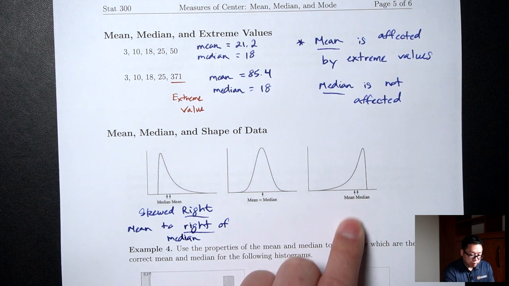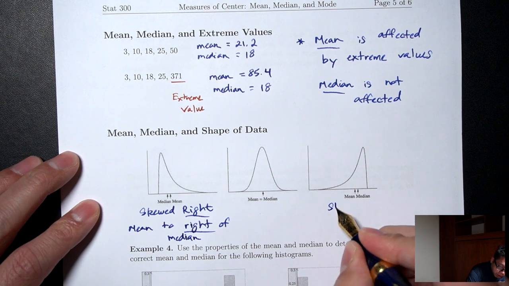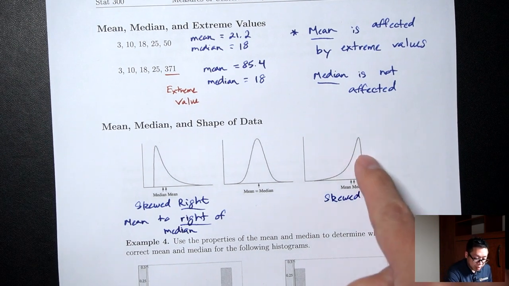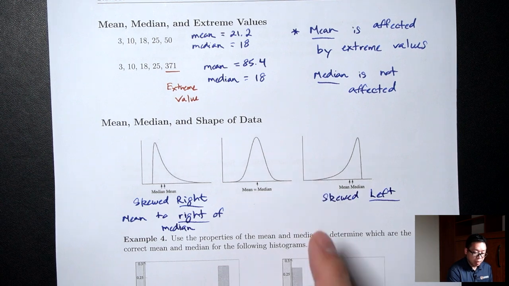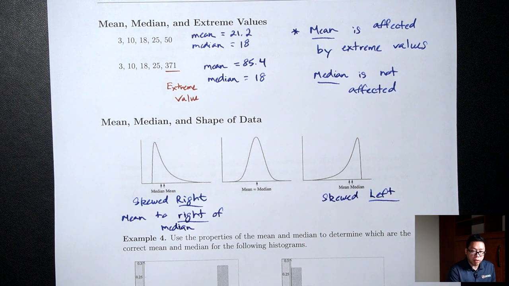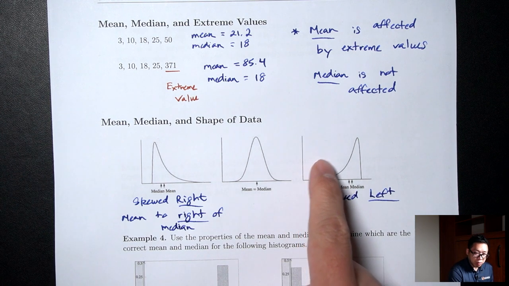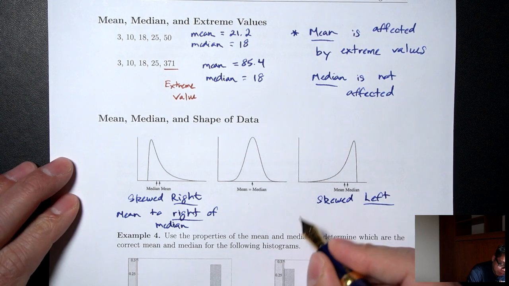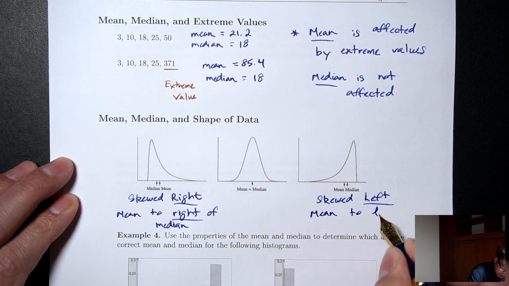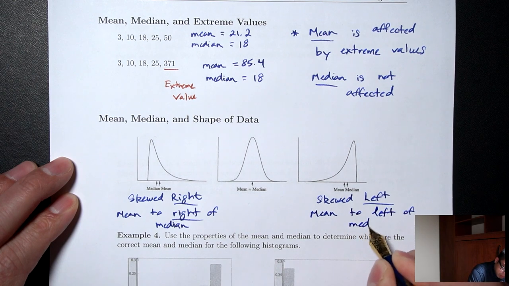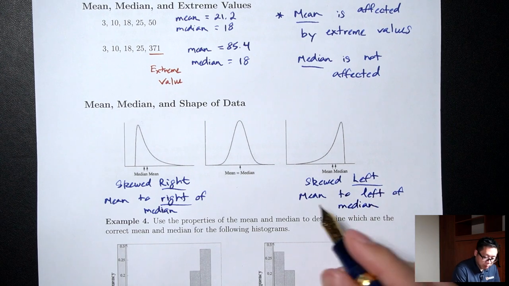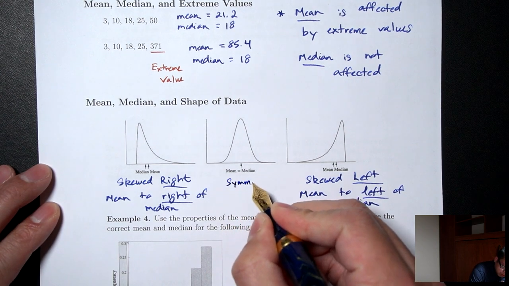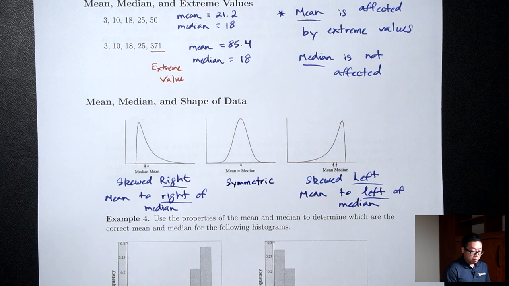In the picture on the end here, the tail is on the left side, so this is skewed left. Skewed left data means most of your data is high and you have a few extreme values on the low side. The extreme values affect the mean more, by pulling the mean towards it. So extreme values on the low side will pull the mean downward, which will make the mean to the left of the median. Okay, skewed left, the mean is going to be to the left of the median. And then the picture in the middle, this is symmetric. When data is symmetric, the mean and the median are about the same.